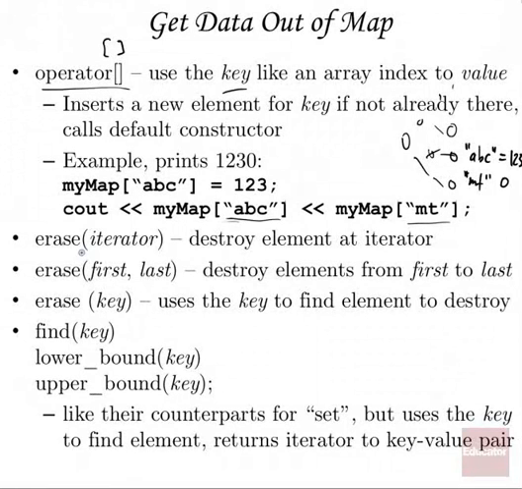And of course we can erase a particular position. We can erase from first to last. We can search for a given key and erase that element. We can find the key, the lower bound key, upper bound key, just like in the set, except we're using the key instead of the element itself.